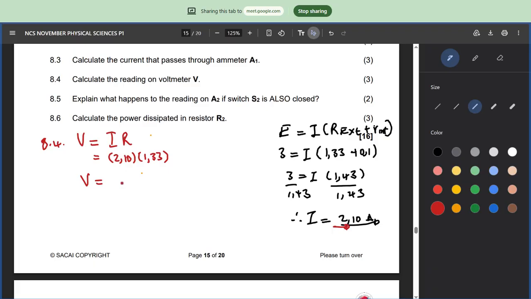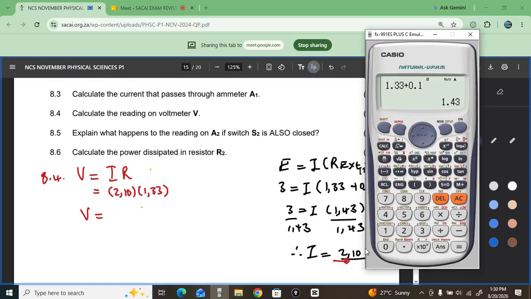I have 2.80. Did you round it off correctly? Because, okay, on the calculator, I got 2.79. 2.10 times 1.33, 2.79. Yeah. So it'll be 2.80. No, no, no, no.